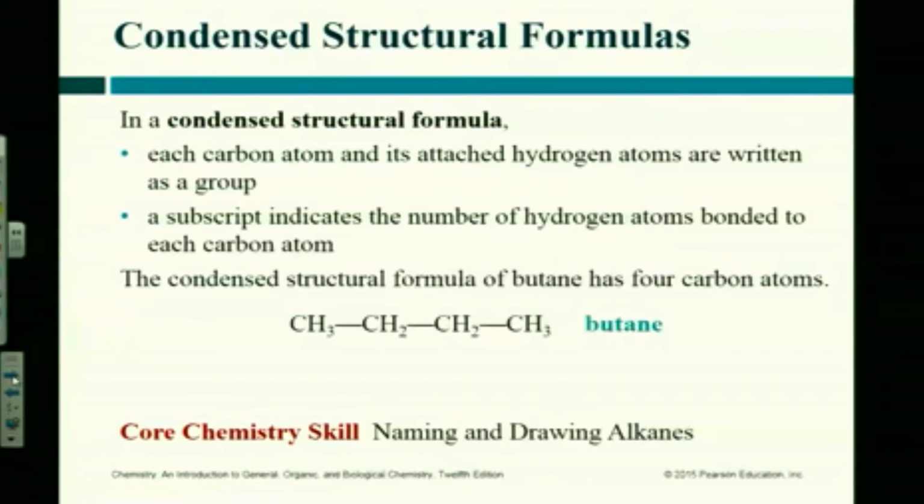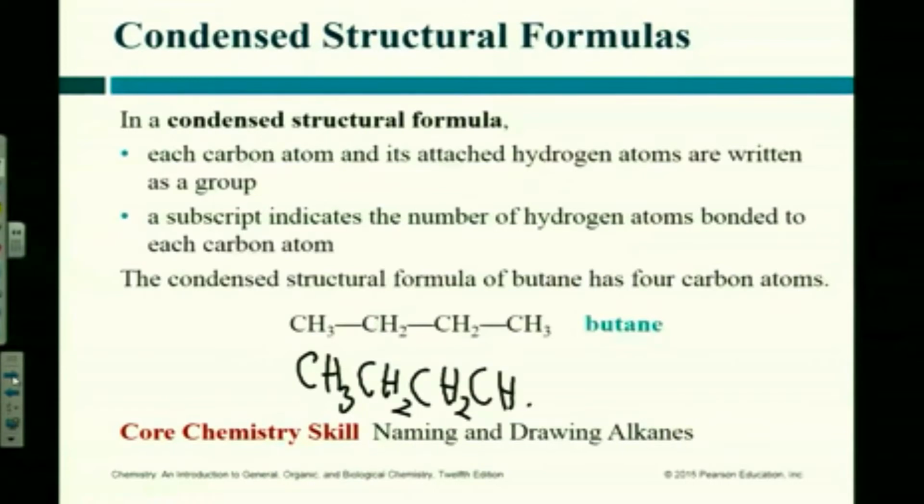Now, somebody in the other class said, I just wrote the condensed structural formula for this a minute ago, and I would write it like this. And somebody said, Dr. Powell, you're leaving out these dashes in here. Yeah, when you do it on Mastering, leave out these dashes. If you put the dashes in, it'll count it wrong. When you put the dashes in, it's kind of like a hybrid between expanded and condensed formula. Get rid of those dashes. Write it like this, okay? Butane would be CH3, CH2, CH2, CH3.